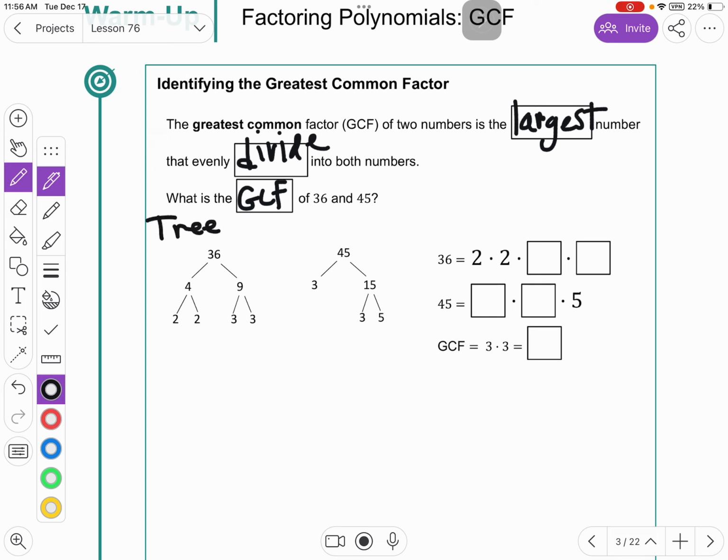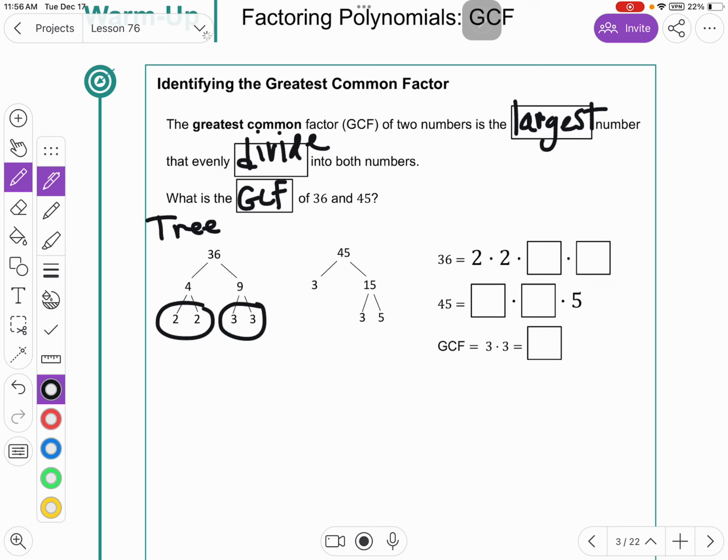You can see that when we get to the end, we have two twos and two threes, right? 4 times 9 makes 36. 4 is made up of 2 times 2, and 9 is made up of 3 times 3. So let's do the same thing for 45. For 45, we have 3 times 15, and 15 is made up of 3 times 5.